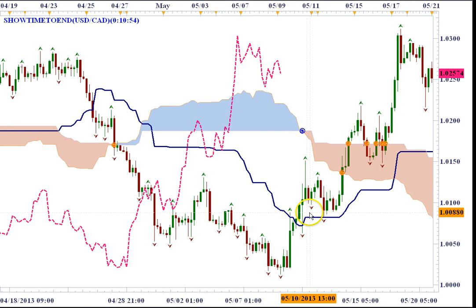So your rule here is you get in on the break of the Kumo, and you ride this trade until price closes on the other side of the Kijun sen. So that would have got you out right here. And so let's see how far that would have taken you. So you get in here, and you would have ridden it to roughly about here.